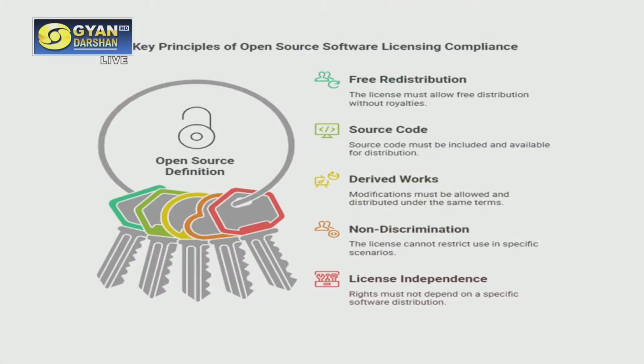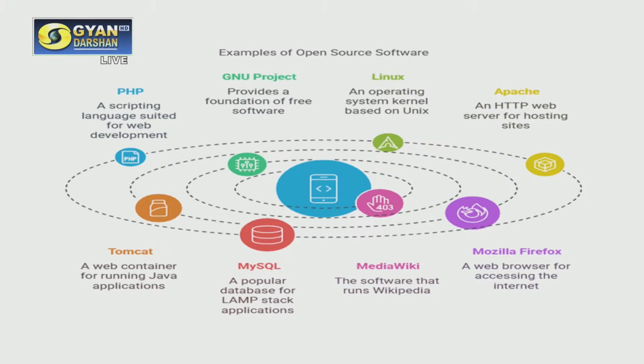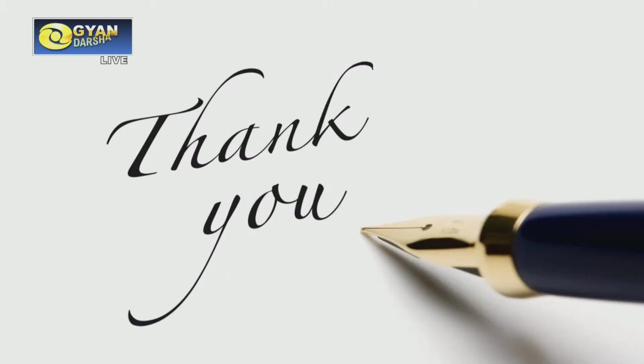There are some key principles for open source software licensing: free distribution, no discrimination, and they are license independent. And they are available in very many projects. Likewise, there are examples like the GNU project, Linux, Apache. We have MySQL, Tomcat, PHP, all under the umbrella of open source software.